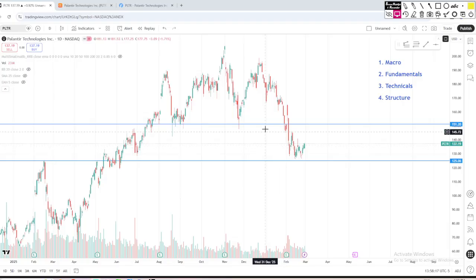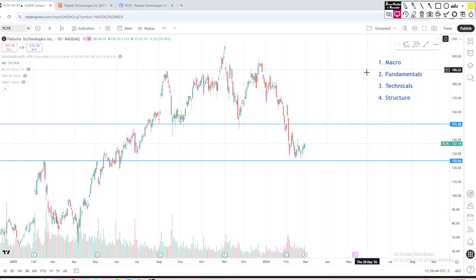So I've identified Palantir as a stock that I like to trade. Here to the right of the screen is the daily chart of Palantir. We are currently on Saturday, the 28th of February. The reason that I like it is because of the setup, the macro picture. It's all identified here: the macro picture, the fundamentals, the technicals, and the structure.